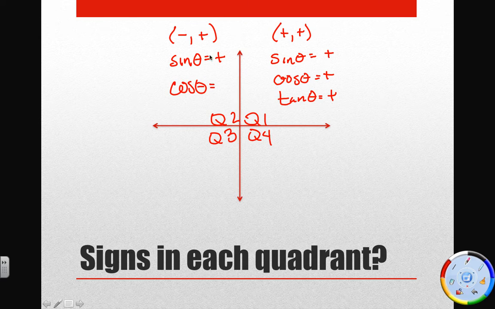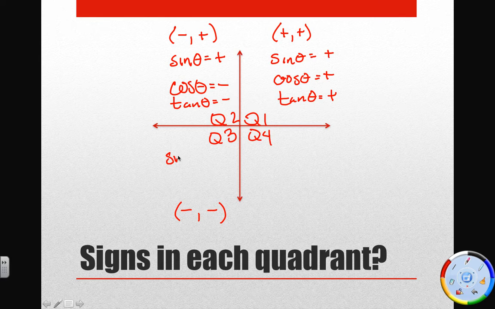Cosine of theta is x over r, so that's going to be negative. And tangent theta is y over x, so it's going to be negative as well. Now let's think down here for quadrant 3. Just continue this. All coordinates in quadrant 3 are negative, negative.